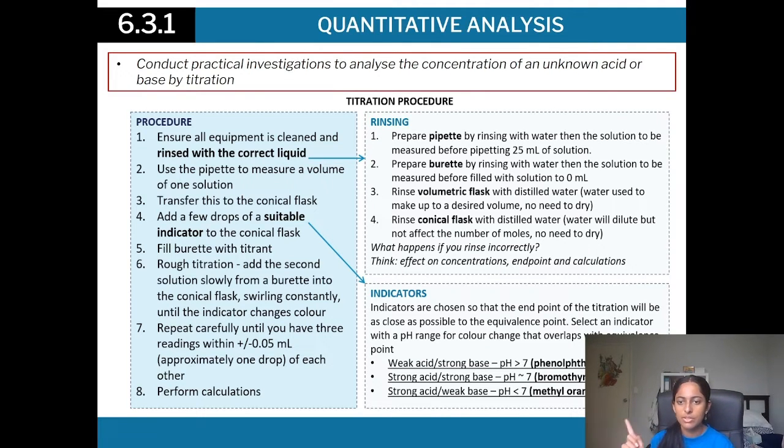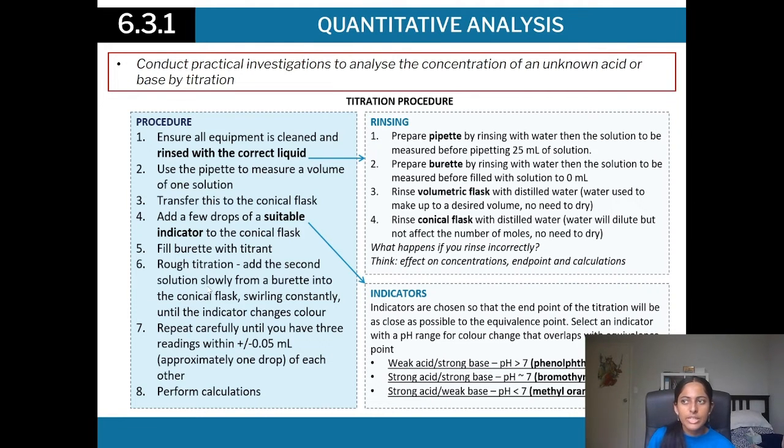Now this is really important, because if you've chosen the wrong indicator, your entire process is going to be wrong. In terms of indicators, it just depends on the salt that's being produced. So for HCl and NaOH, you're producing NaCl. That's a neutral salt. So you need to work out which indicator you're going to use. If it's a neutral salt, you want an indicator that's within the neutral range in its transition period, and the only indicator that suits it would be bromothymol blue. So that's how you choose the indicator.